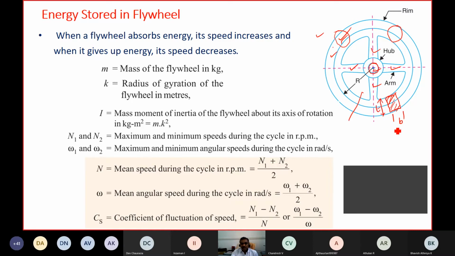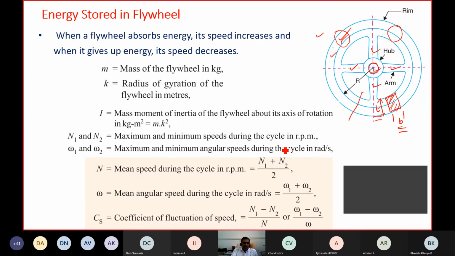It will have a rim just like a disc brake. It will have 2 dimensions, B and T. It will have a rectangular cross section, with a breadth as well as thickness.